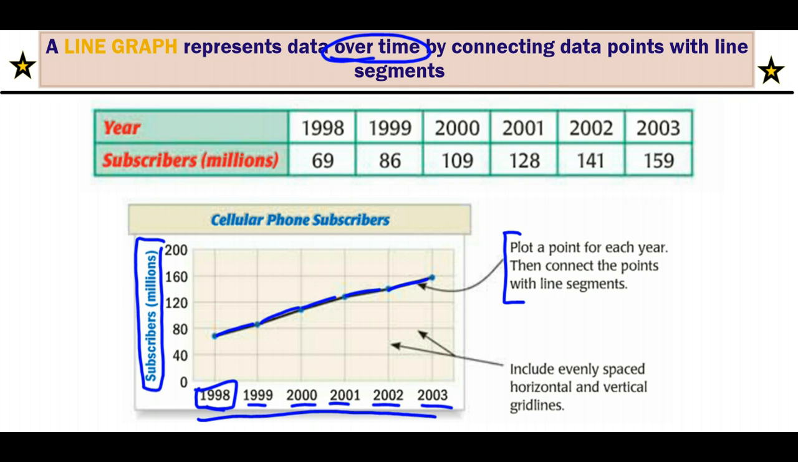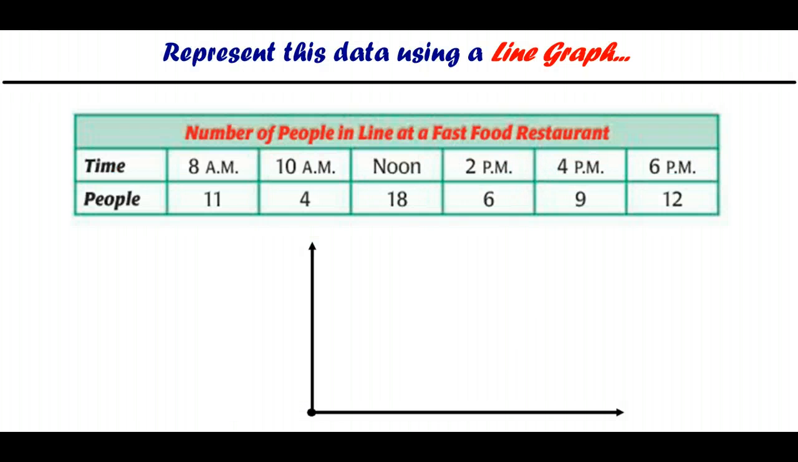So go ahead and pause the video now again and create the line graph that you would make from this data, the number of people in line at a fast food restaurant. You have our times here. Notice that our times are already spaced out evenly for us in 2-hour increments, and these are the number of people in line at the fast food restaurant over the course of the day. So pause the video, create the line graph, don't forget your labels and your title, and then come right back and we'll look at it.